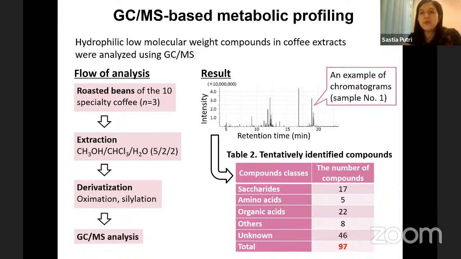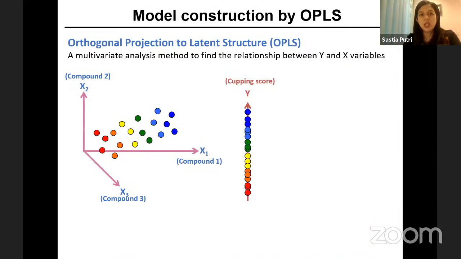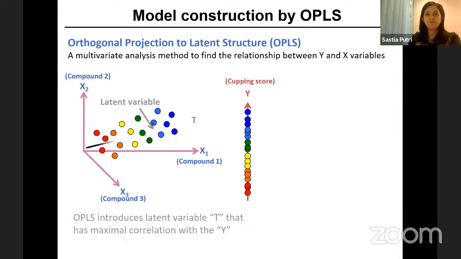And then these 97 metabolites are used as the explanatory variables to make our regression model. And the response variable, which is the variable that we would like to explain, is the cupping score. So here we have this orthogonal projection to latent structure, also called OPLS regression model. This is a multivariate analysis method to find the relationship between Y and X, and it will maximize the correlation between Y and X. So we would like to explain the cupping score and what kind of metabolite has the tightest correlation with the cupping score.